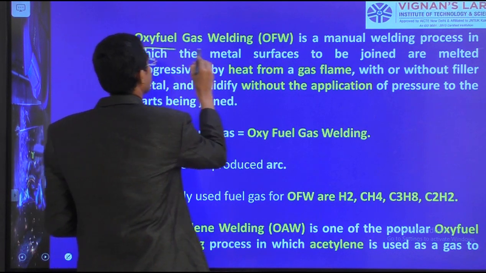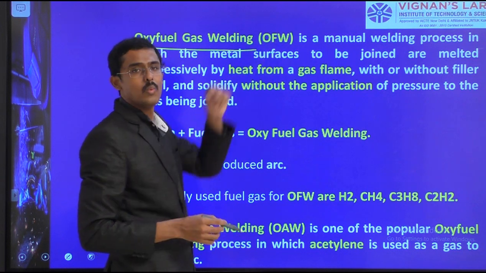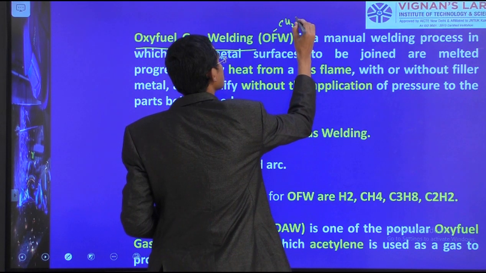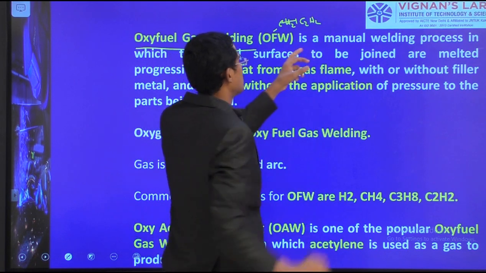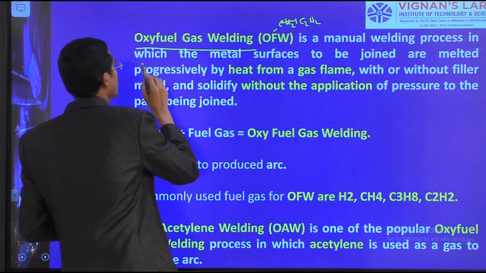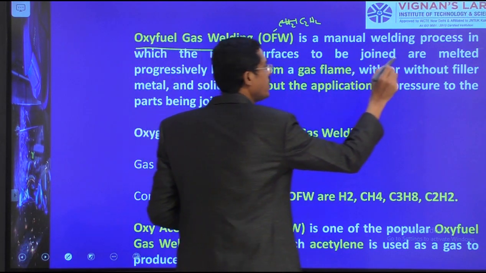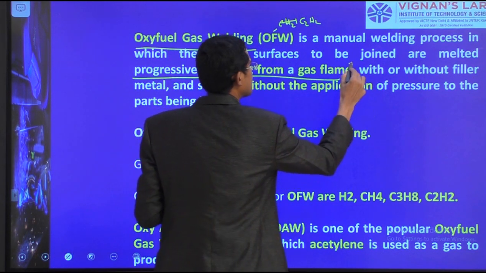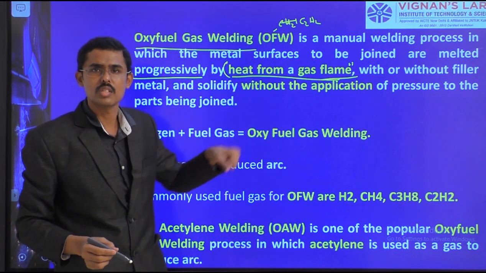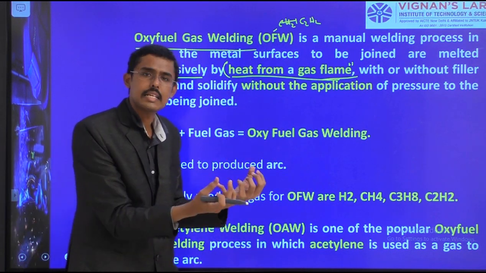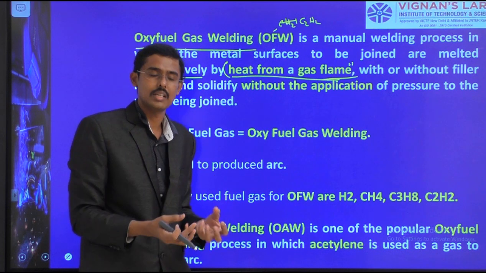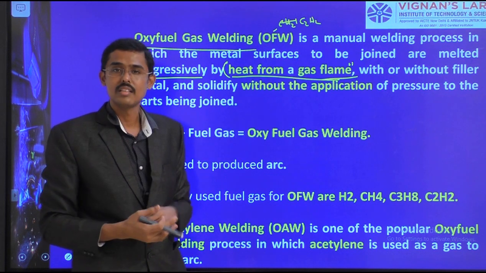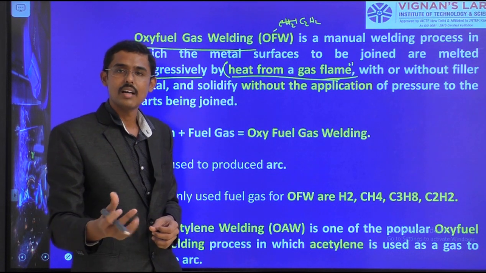In the gas welding process, the oxyfuel welding process, the fuel we are using is acetylene. It's a manual welding process. The metal surfaces to be joined are melted progressively by heat from the gaseous flame. We are using oxygen and acetylene. When these two come together, they generate heat by chemical reaction, and we use that for melting and welding.